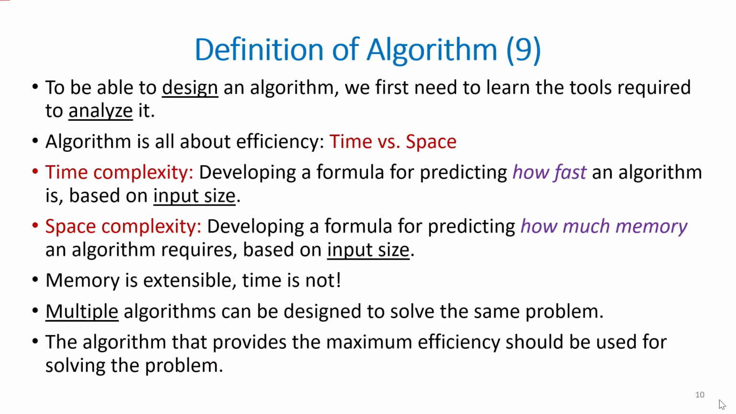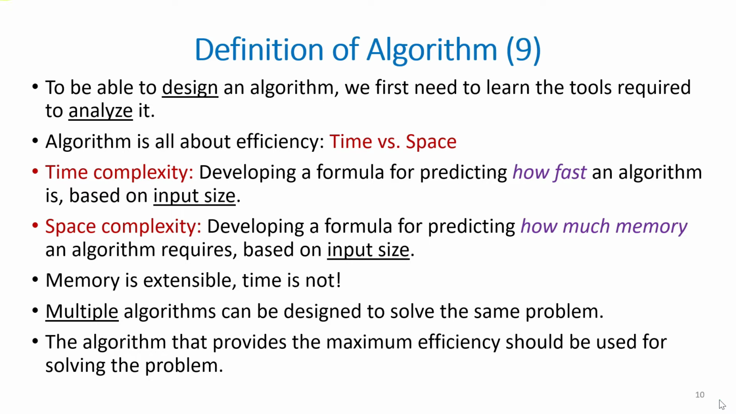Now that we have the definition of algorithm out of the way, it is important to know that in order to design an algorithm, we should be able to first analyze it. What do we mean by analyze? We mean we should be able to know how efficient it is in terms of time and space. If you recall, I had previously asked you to keep in mind the two keywords performance and resource usage. Well, performance can be mapped to time, while resource usage can be mapped to space.